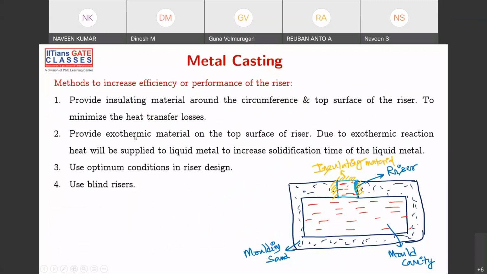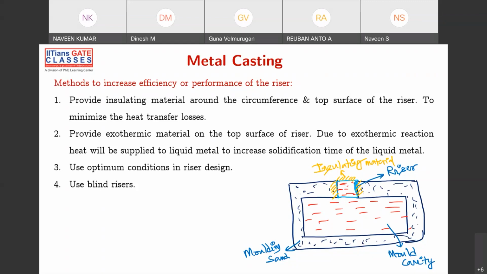Sometimes you can put some exothermic material. What is exothermic? It will generate heat. It will release heat upon some chemical reaction. If you're releasing heat, that also is very good, because what is solidification? Solidification means reduction in heat. Sudden reduction in heat will have some problems. So to make sure that the reduction in heat is slow, we have to slow the rate at which the solidification is happening.